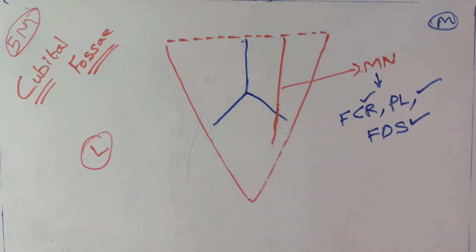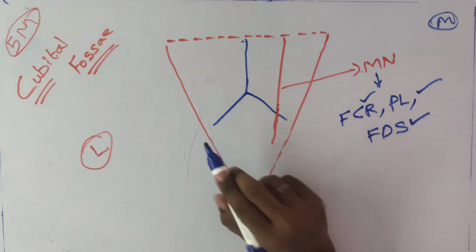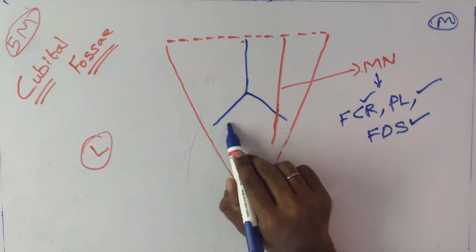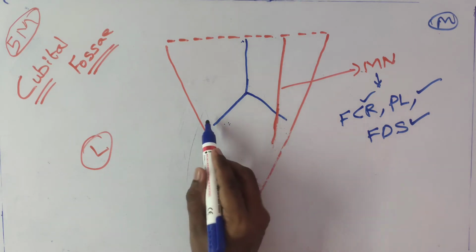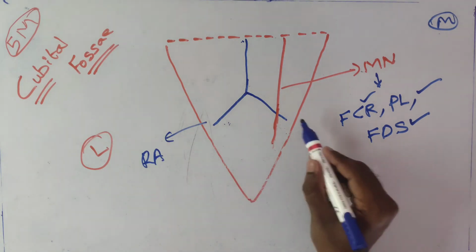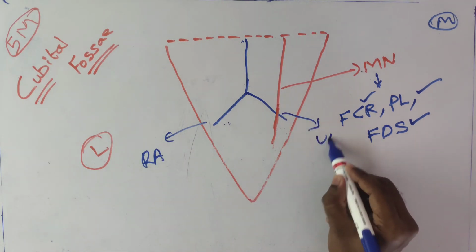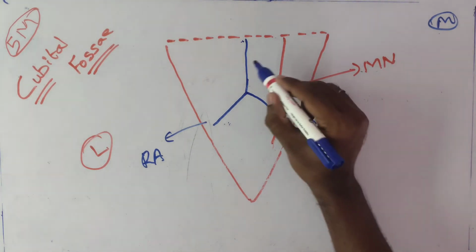Next, coming to the point, this radial artery is smaller and more superficial than the ulnar artery. That means it is more superficial than ulnar. This is the radial artery. This is the ulnar artery. This is the brachial artery.